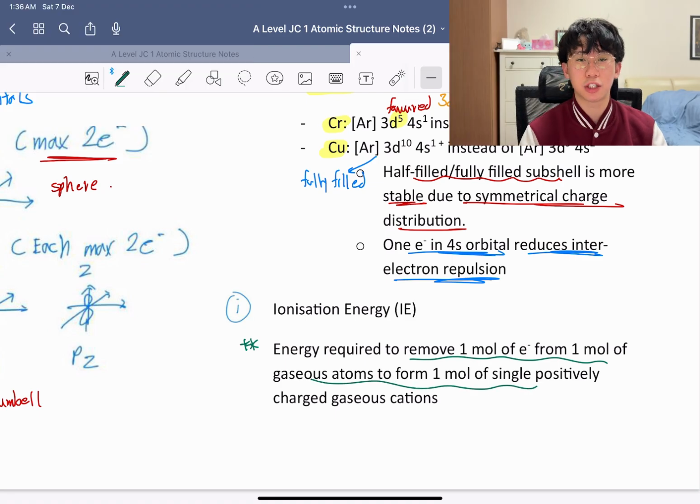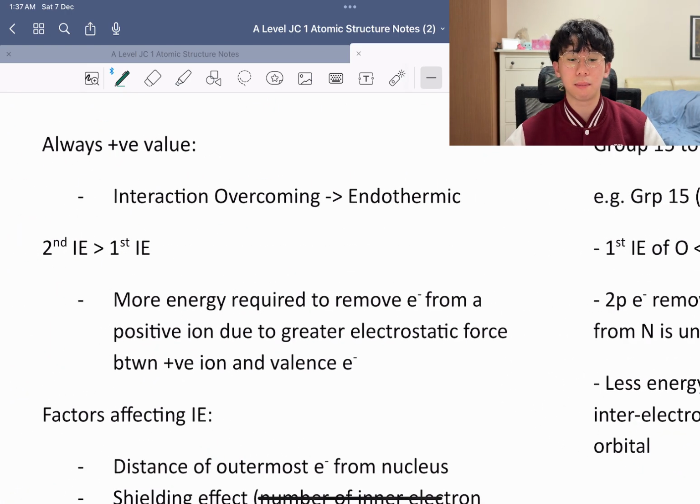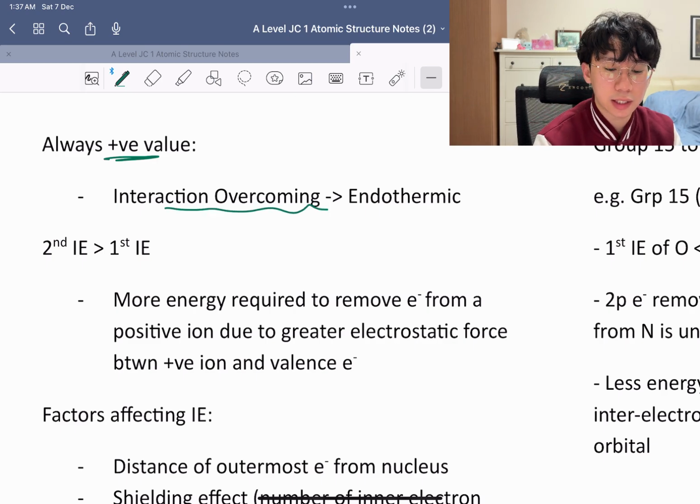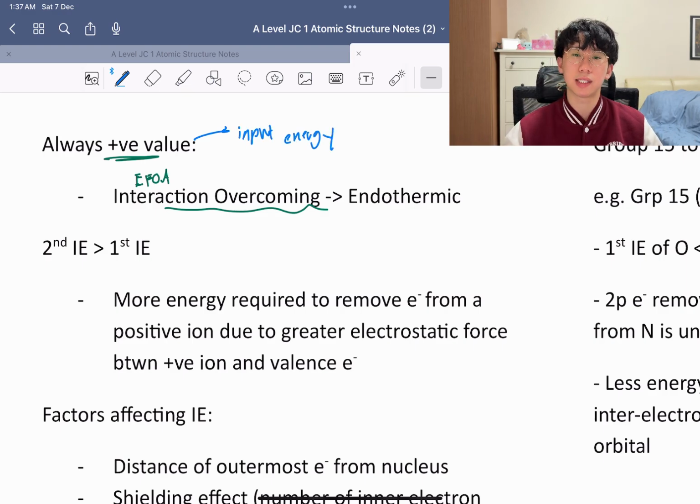Some facts: it's generally a positive value because I'm removing electrons, so I'm overcoming the EFOA, the electrostatic force of attraction. Since I'm trying to overcome it, I have to input energy into it. So this tends to be endothermic. And if you don't know what endothermic means, it just means that energy is input into the system itself.